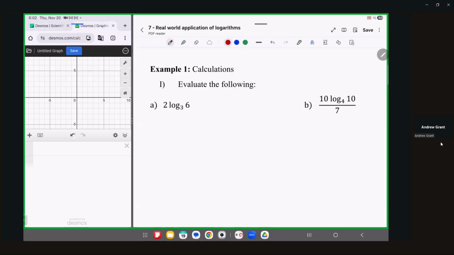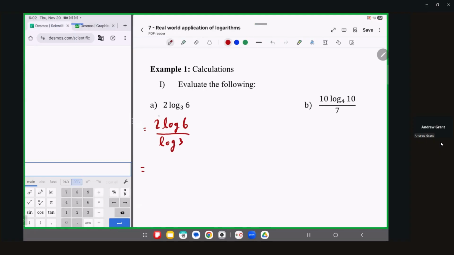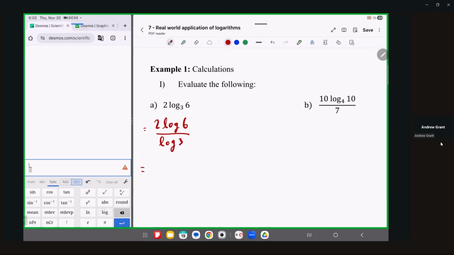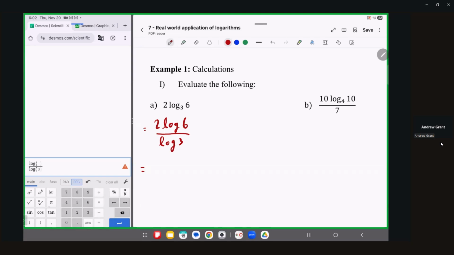So let's go ahead and solve. Letter A, we have 2 times log base 3 of 6. Using the change of base formula, we can make this equal to 2 times log 6 divided by log of 3. Okay, so remember, the 2 will get multiplied into the numerator. And so typing this into the calculator, we have 2 log of 6 divided by log of 3, and we end up getting 3.2619-ish as a solution. So pretty straightforward.